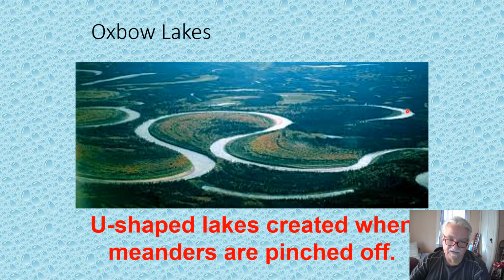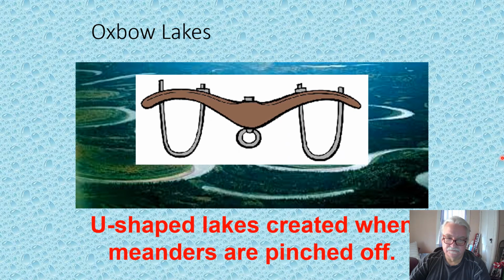Here's one over here where the river used to go. Here's one over here, bunch back here. Okay, there's the oxbow thing. That's the U shape.